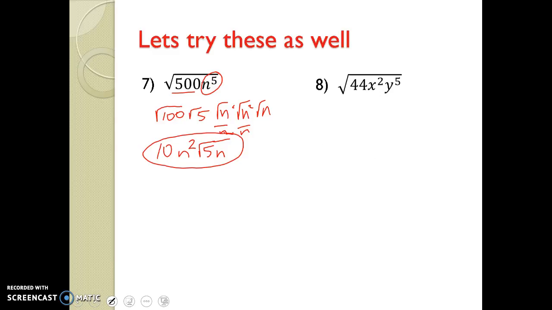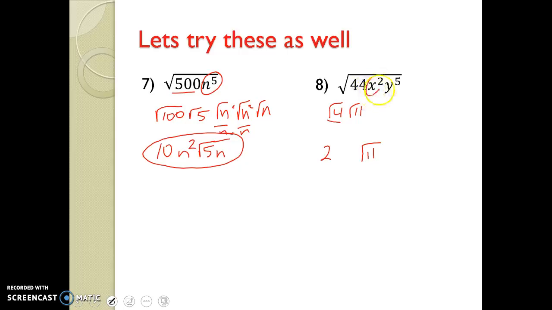Again, if you can pause the video and try this one on your own first, that would be great. If not, we'll work through it together. What's a perfect square that goes into 44? Well, I know 4 does. 4 times 11 is 44. And the square root of 4 is just the number 2. The square root of 11, I don't know. So that's going to stay inside the radical sign.